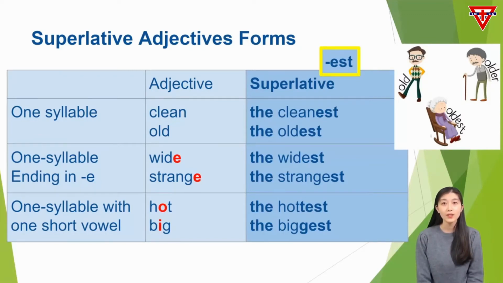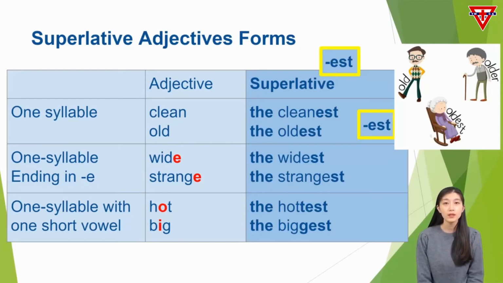When an adjective has 1 syllable, we add est at the end. Clean becomes the cleanest. Old becomes the oldest. It is very important to have the article the before the superlative. Again, since it's 1 syllable, we do not say more old. We only say the oldest.